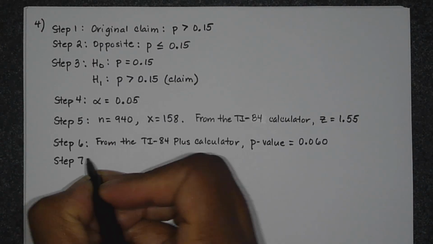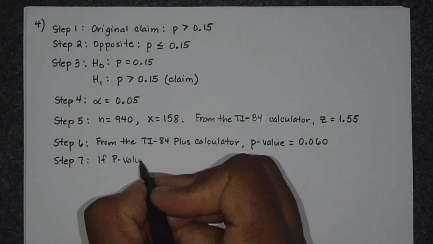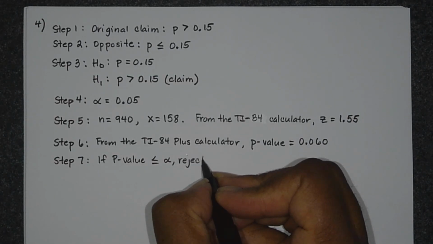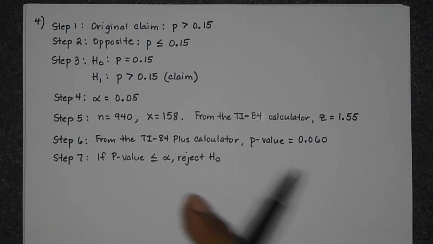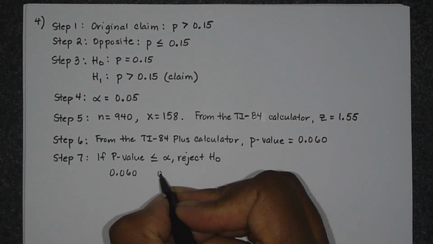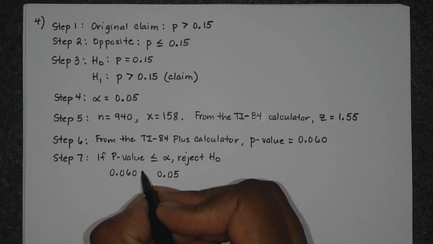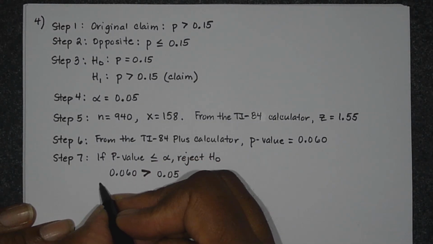Now, step number 7 is our decision rule. Since we're using the p-value method, it's going to be this. If the p-value is less than or equal to alpha, you want to reject the null hypothesis. So here that p-value, we found that out to be 0.060. And then the level of significance is 0.05. Is 0.060 greater than or less than 0.05? In this case, it's greater than. In this case, we failed to reject the null hypothesis.